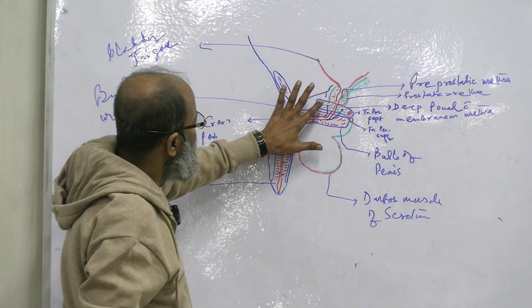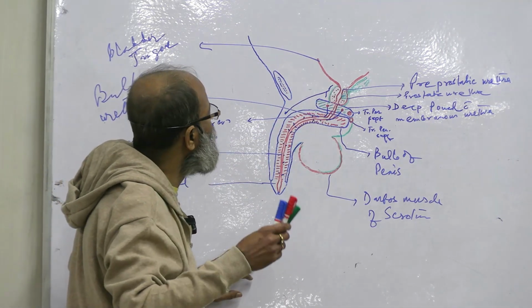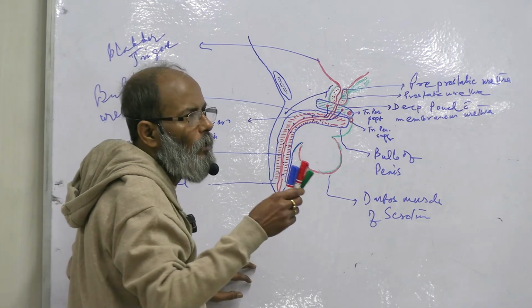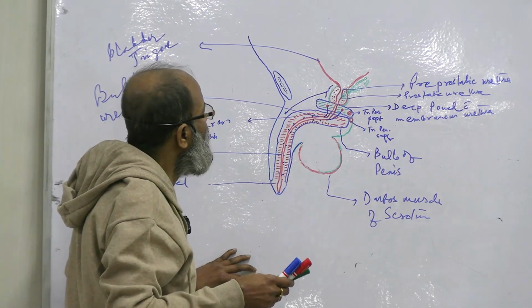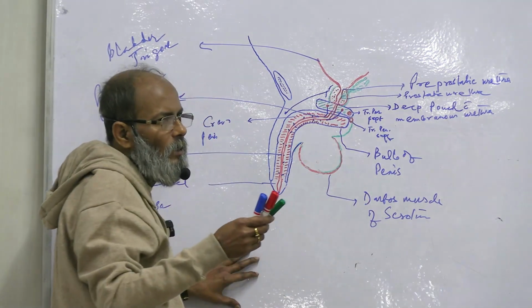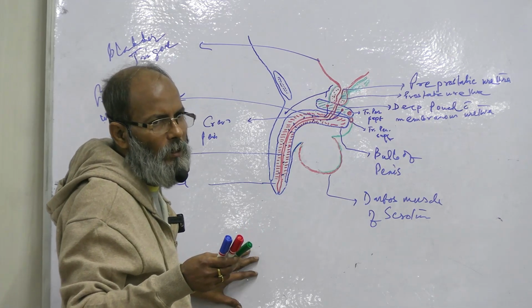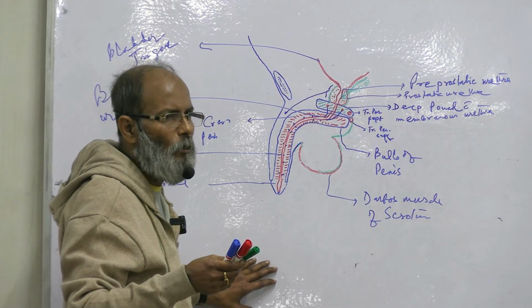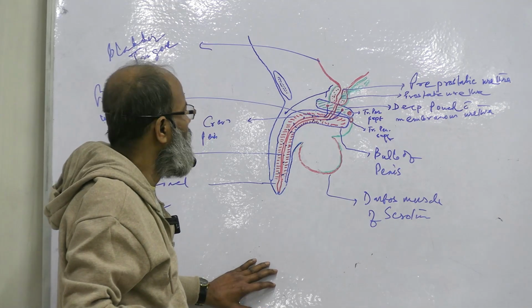So this is deep pouch with sphincter urethrae membranaceae around the urethra, and the two Bartholin gland and duct on either side, right? And in the prostatic part of the urethra, when you see, you haven't seen the TURP, all right? TURP, transurethral resection of prostate. When you put, yes, please.